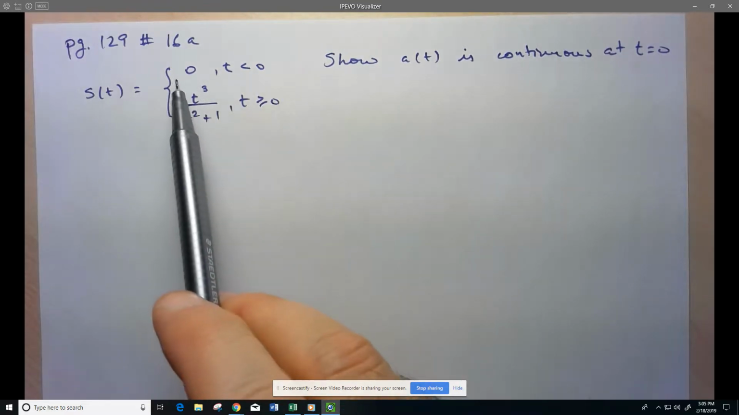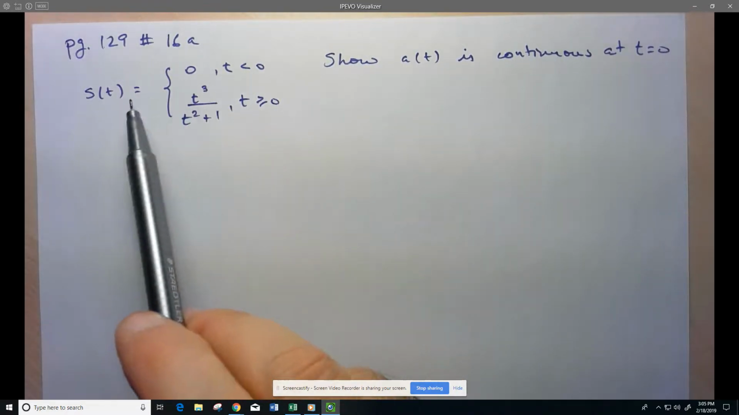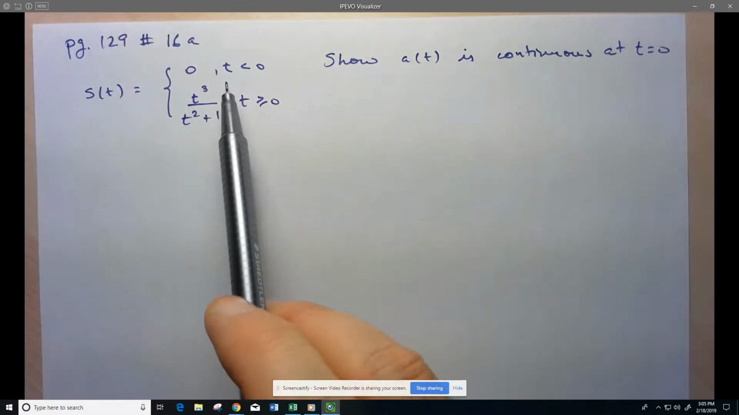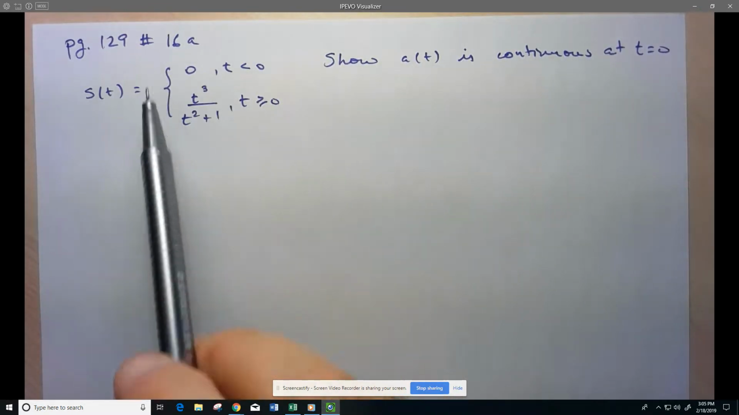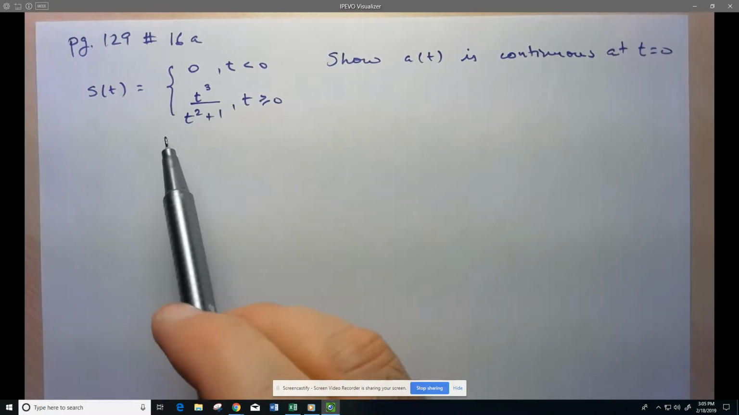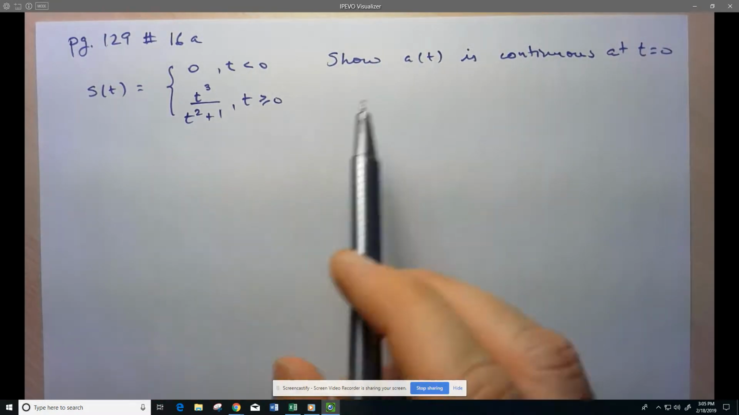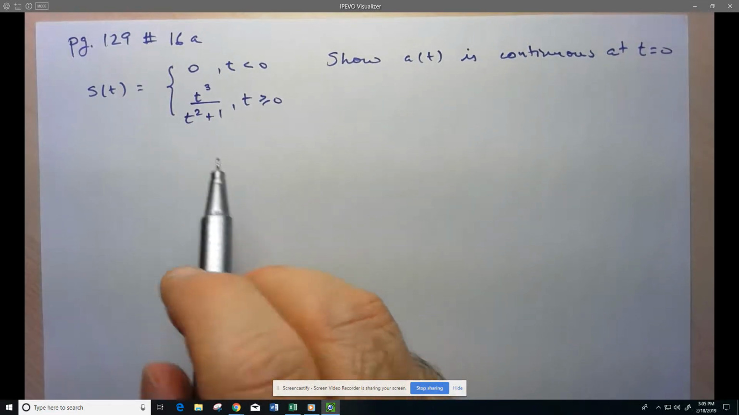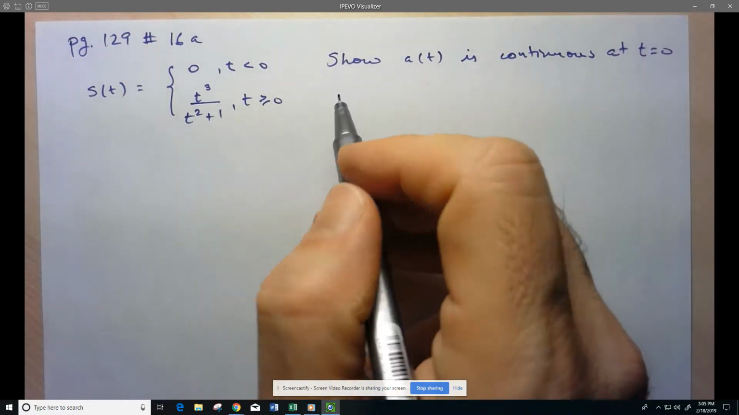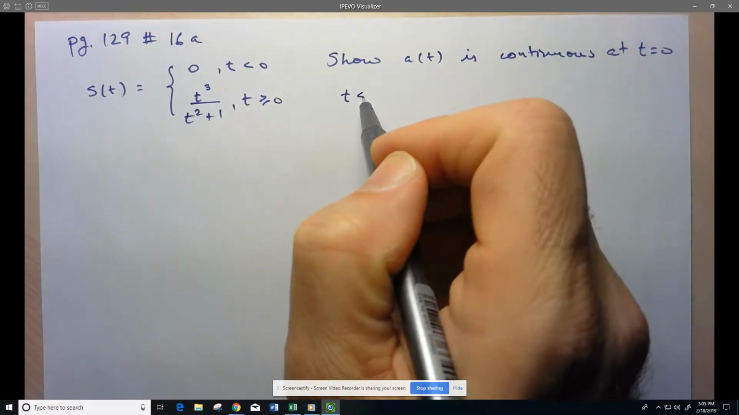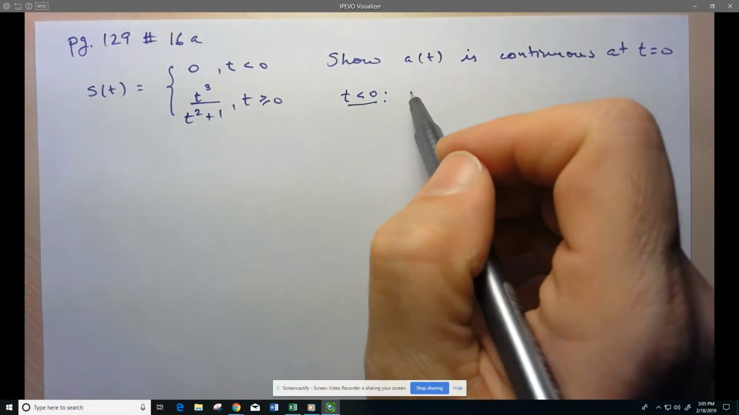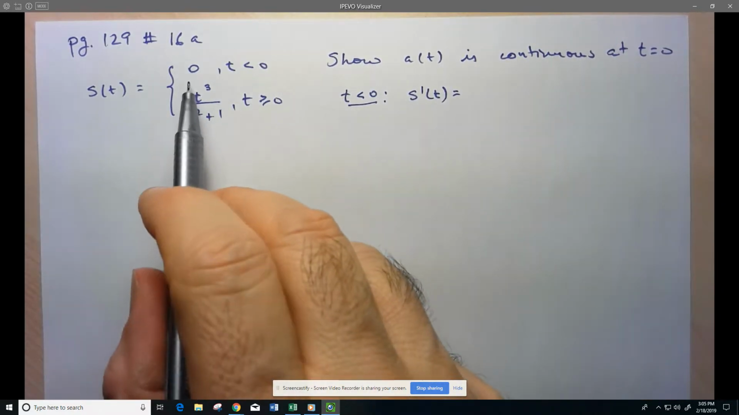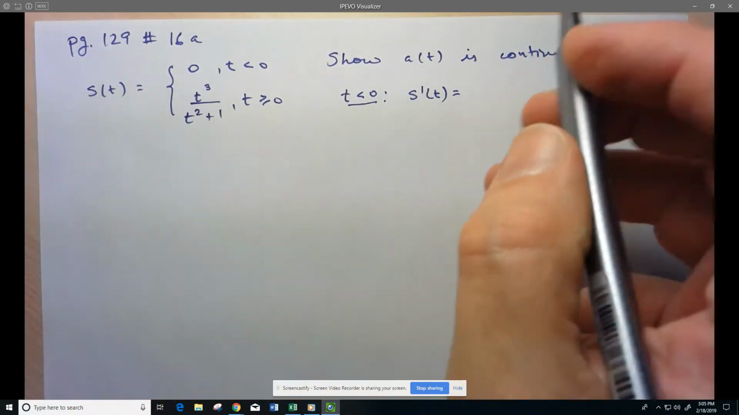This is why they gave a definition for this position function to the left of 0. Normally we don't consider that, but if we want to have continuity, we need to have some sort of definition to the left. All right, so the first thing I'm going to do is find the acceleration function. Now, I'll split it up into two parts, and the first part's very easy, because if I only consider t values less than 0, we know that s prime of t, which is just the velocity, the derivative of 0, is just 0.